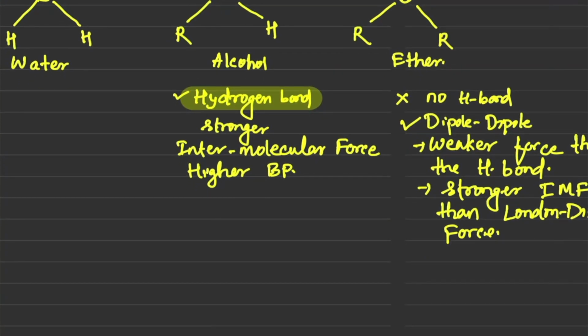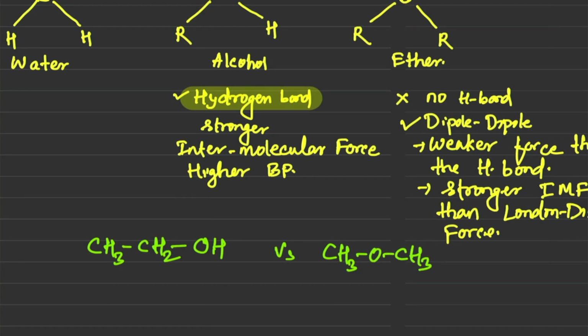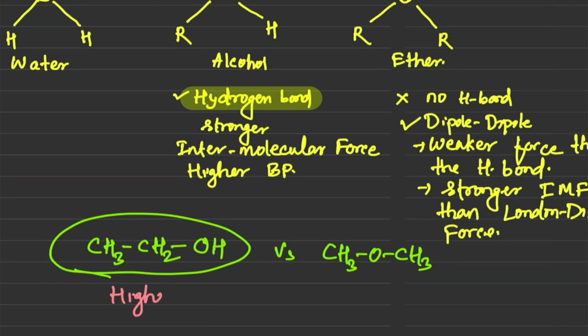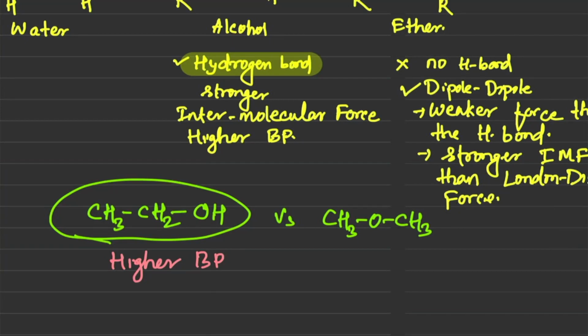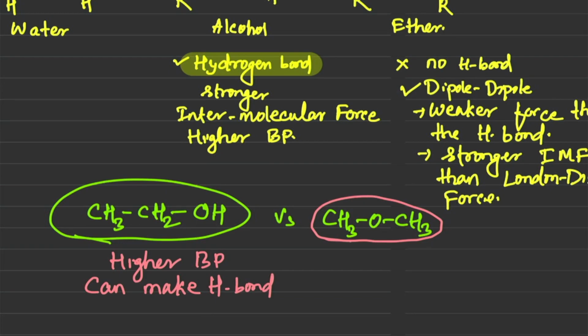So let's try to compare this. Let's say you have structural isomers like this, CH3CH2OH, that's our ethanol, versus CH3OCH3. Both have the same formula. Who is going to have the higher boiling point? Of course, ethanol, because ethanol can make hydrogen bonds on top of all the other interactions. But in ether, the strongest force of attraction is dipole interactions.